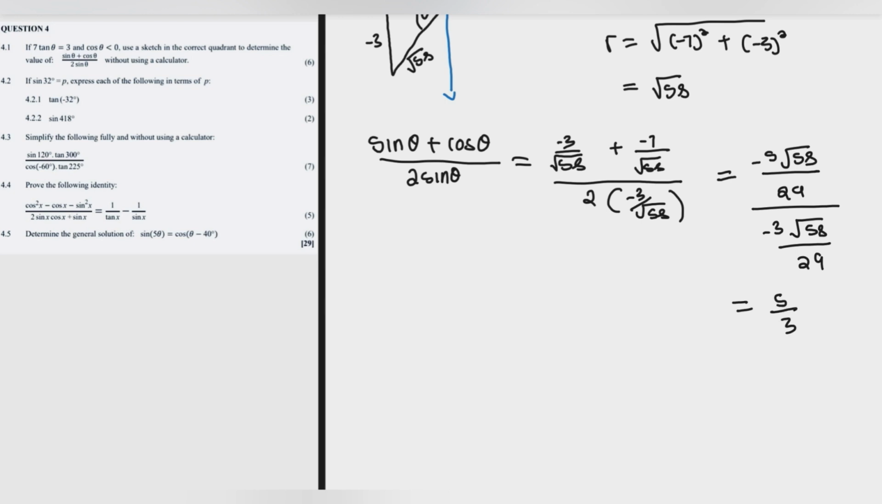Now let's go to the second question. Let's read the question. It says, if sine of 32 is equal to P, express each of the following in terms of P. You're given 4.2.1 tan of -32, and the second one sine of 418. Before you even attempt the question, let's draw our diagram.